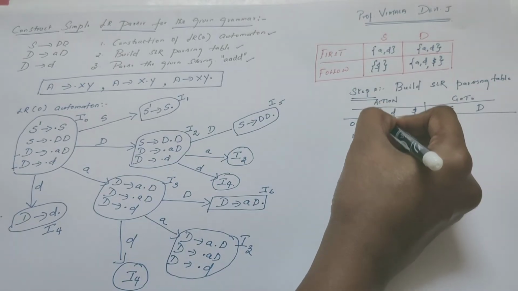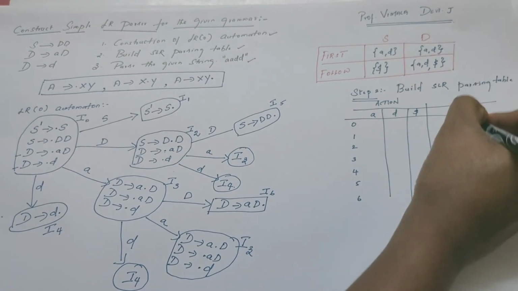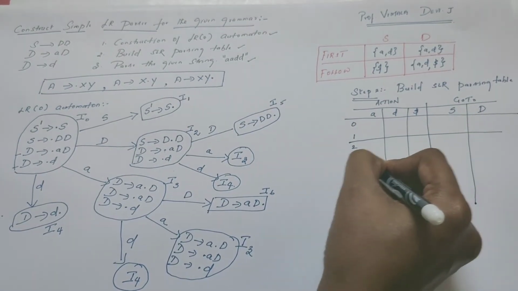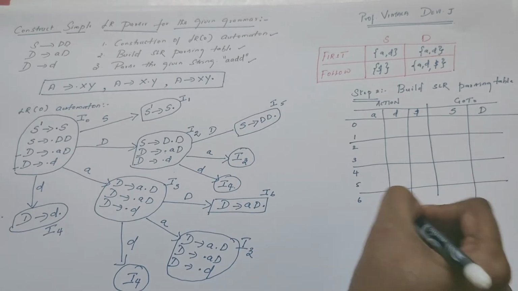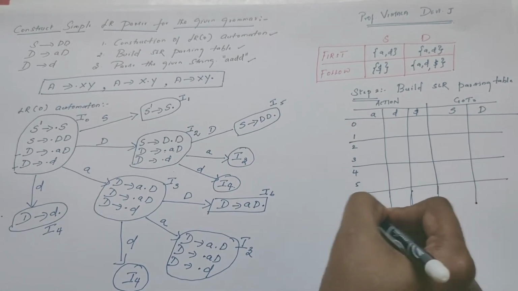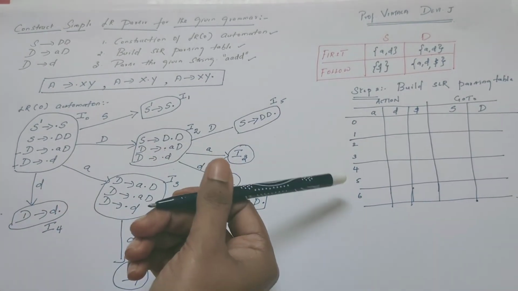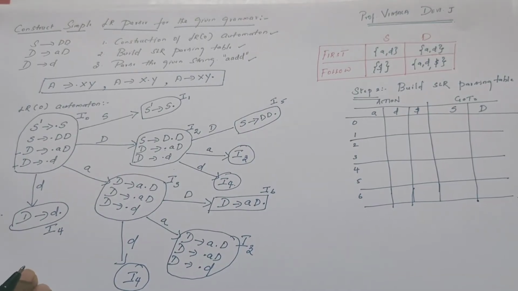Okay, let me draw the table now. Just for the sake of clarity, I draw the lines so that we can come to know which belongs to what. Okay, we have built the table. Now the question is how to fill the table. Start following the transition diagram.